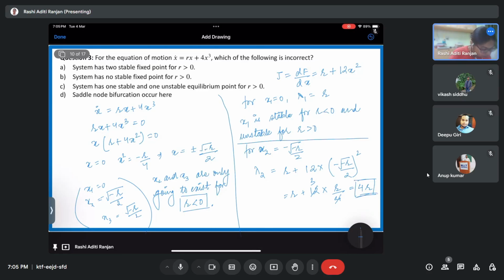Wait, now r plus 12x squared, minus and plus, and then we are going to have a square. Hmm. Okay, so this is what I'm doing wrong. Here there should be a minus now.